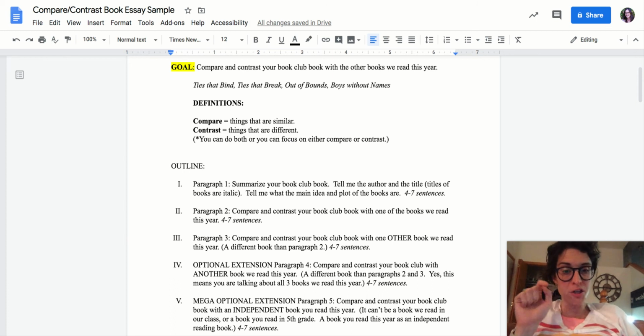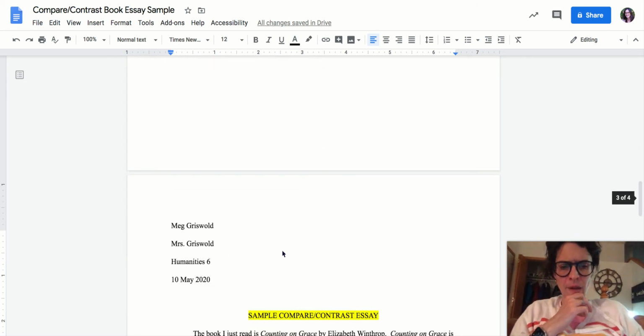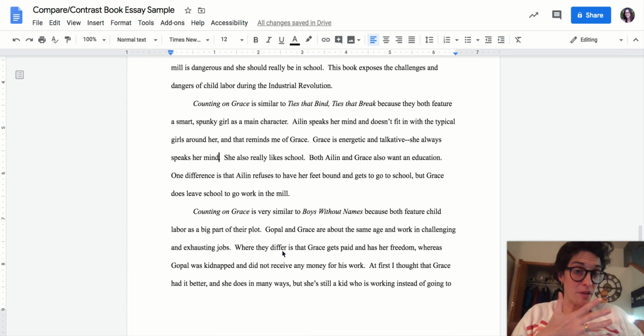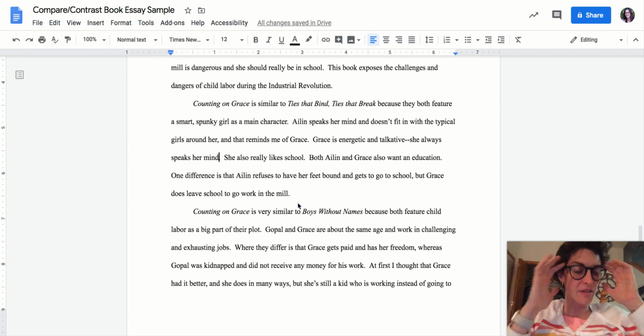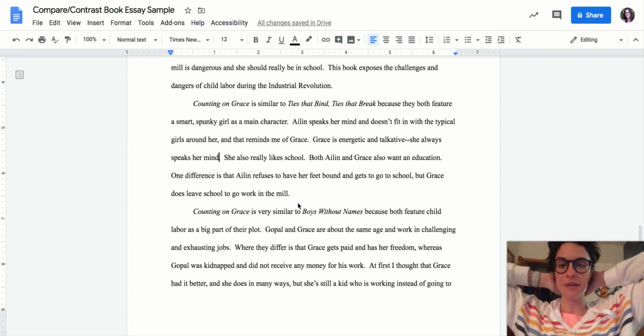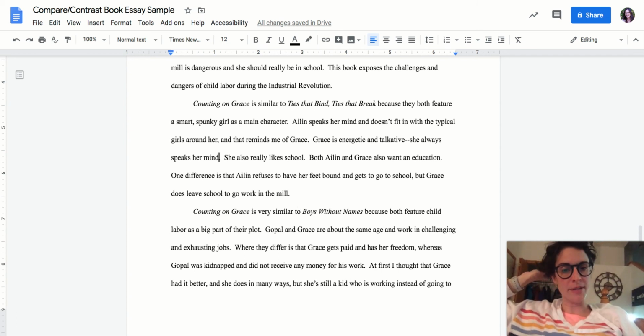I need to compare and contrast my book club book with another book we read. I'm going in chronological order. I don't know if you noticed. Oh no, I'm not. I might jump to Boys Without Names. I thought there was the clearest similarity and difference there. Counting on Grace is very similar to Boys Without Names because both feature child labor as a big part of their plot. Gopal and Grace are about the same age and work in challenging and exhausting jobs. Where they differ is that Grace gets paid and has her freedom, whereas Gopal was kidnapped and did not receive any money for his work.